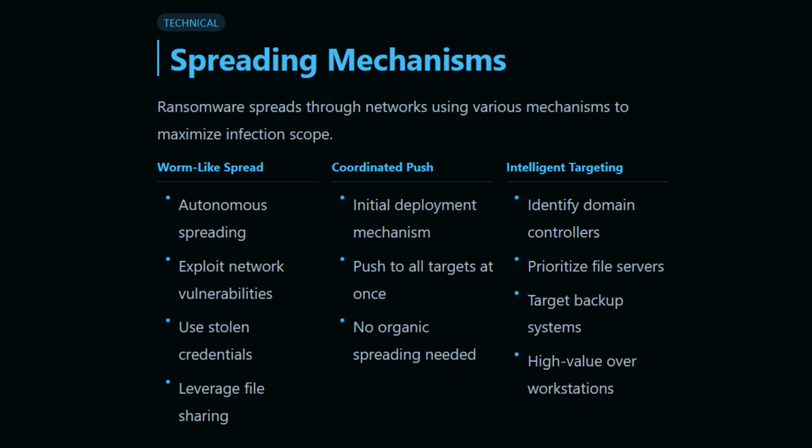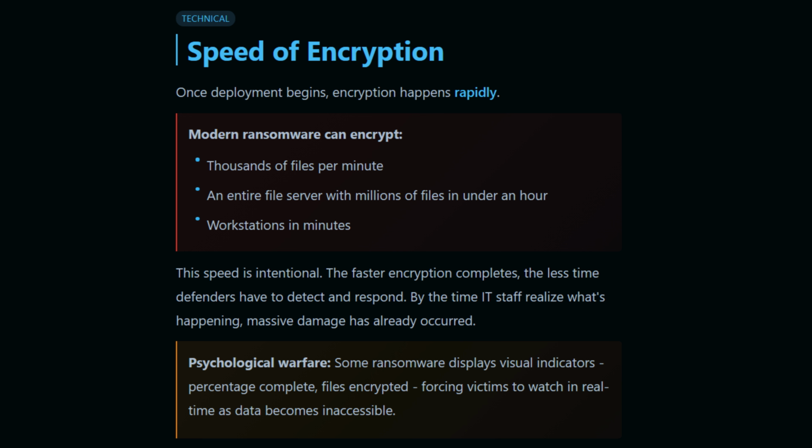Network-aware ransomware identifies domain controllers, file servers, backup systems, and other high-value targets specifically, prioritizing their encryption over less critical workstations. Once deployment begins, encryption happens rapidly. Modern ransomware can encrypt thousands of files per minute. An entire file server with millions of files might be encrypted in under an hour. Workstations encrypt in minutes. This speed is intentional.